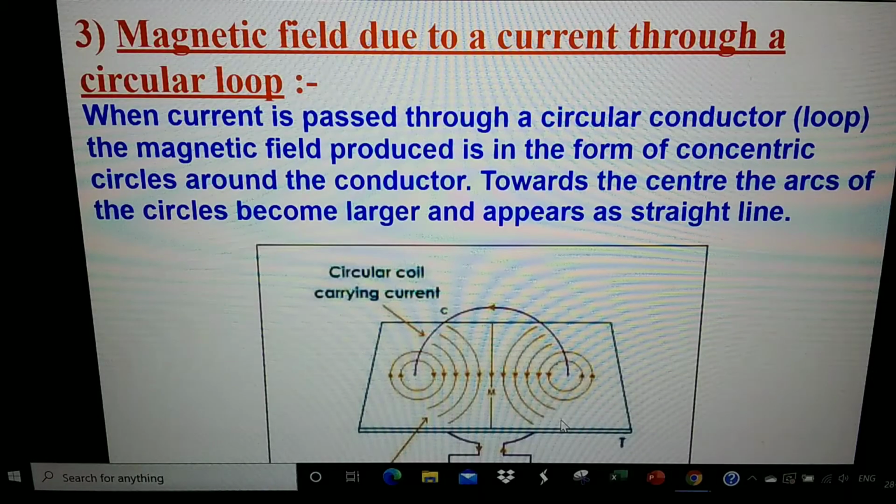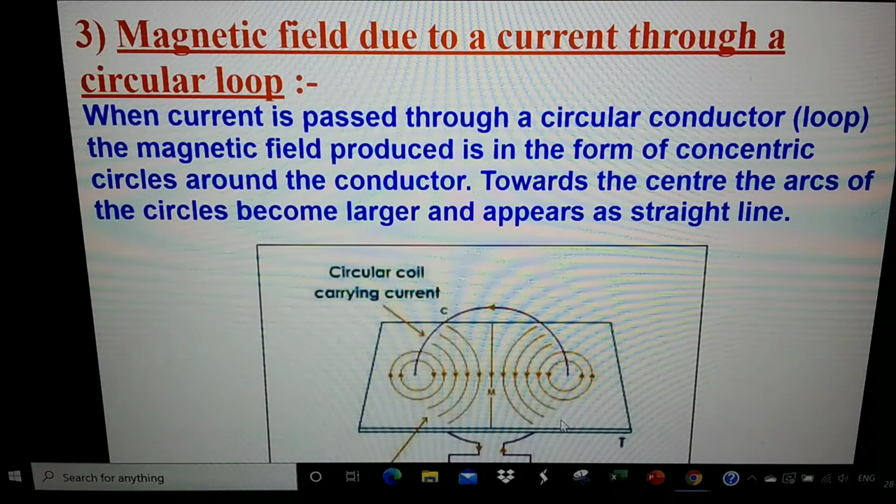Magnetic field due to a current through a circular loop. Current is passed through a circular conductor loop. The magnetic field produced is in the form of concentric circles around the conductor towards the center. The arcs of the circle become larger and appear as straight lines.